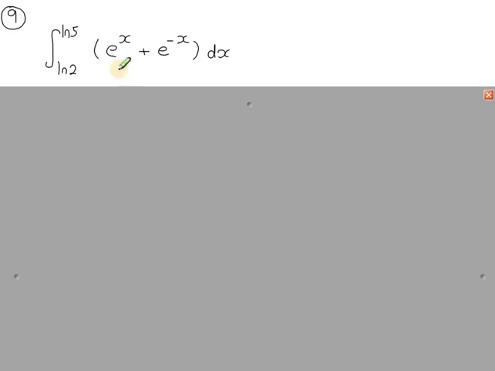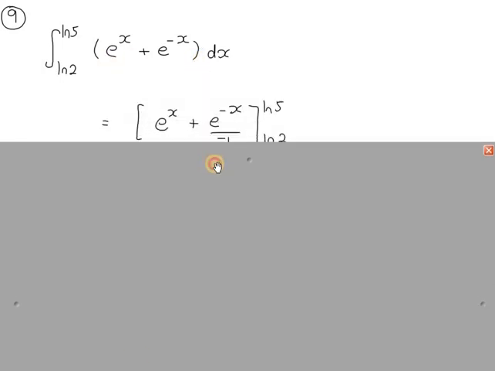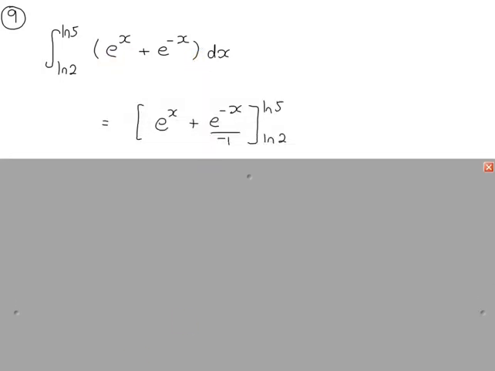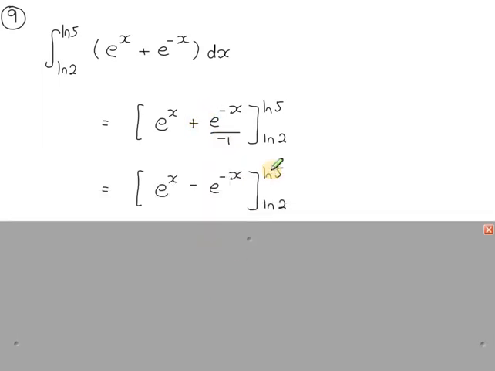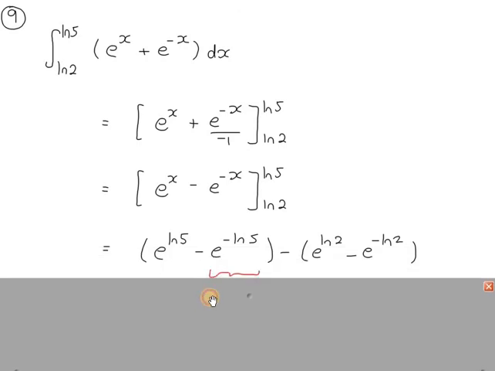Example 9. So we integrate. We have to divide by the coefficient of x, which is -1, like so. Simplifying, we can just put a minus here, then substitute the limits in.